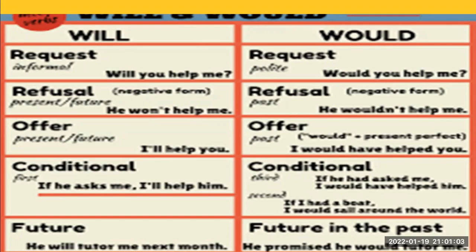Now, in refusal, all right? In refusal, if it is for the present moment, it won't help me. It won't help me. All right? Or you can say, I won't help them. Then what of would? He wouldn't help me. That was in the past. I pleaded with him to help me, but he wouldn't help me. All right, that was in the past.